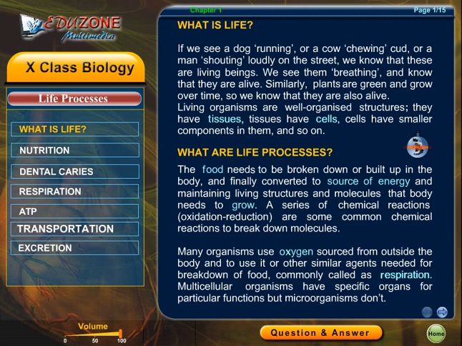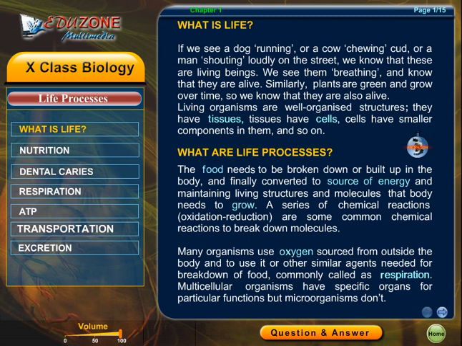Living organisms are well organized and structured, and they have tissues. Tissues have cells. Cells have smaller components in them, and so on. What are life processes? The food needs to be broken down or built up in the body and finally converted to a source of energy, maintaining living structures and molecules that the body needs to grow.